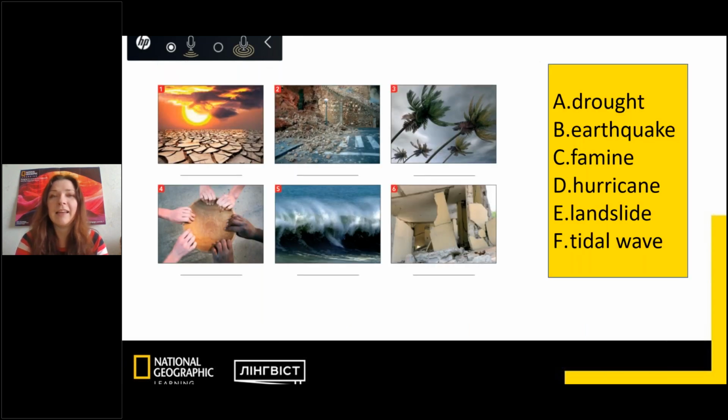And now let's match the words that you can see on your right with the pictures. So you can write me just a number and letter, for example, 1A, etc. So take your time, please, and write me the answers in the question box.